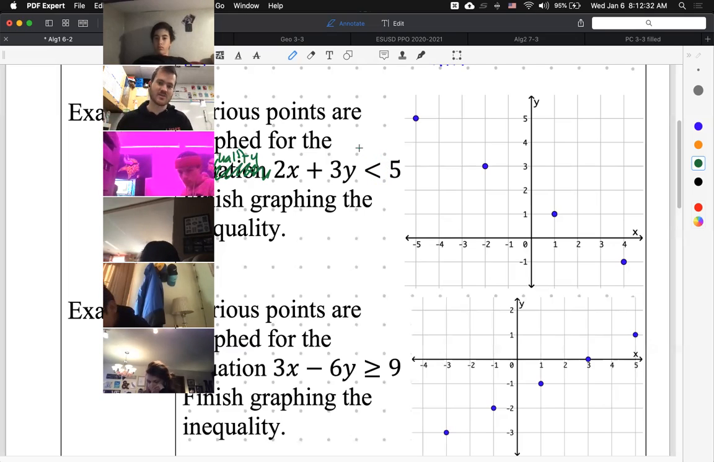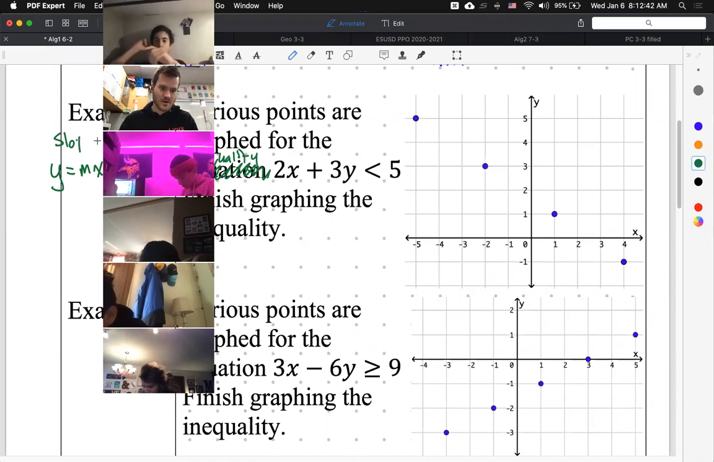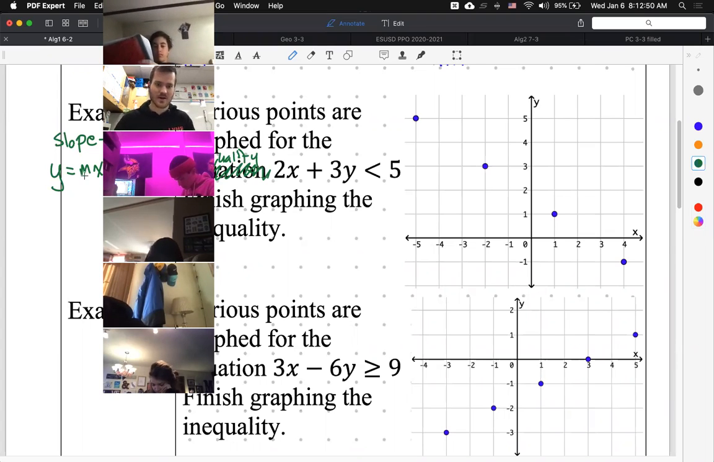You have to turn this into y equals mx plus b form. Everyone write it down. You have to have it in this slope intercept form. If it's not in this form, there is a good chance you will get it wrong. This is in standard form, which is not super helpful. So I need to convert it.